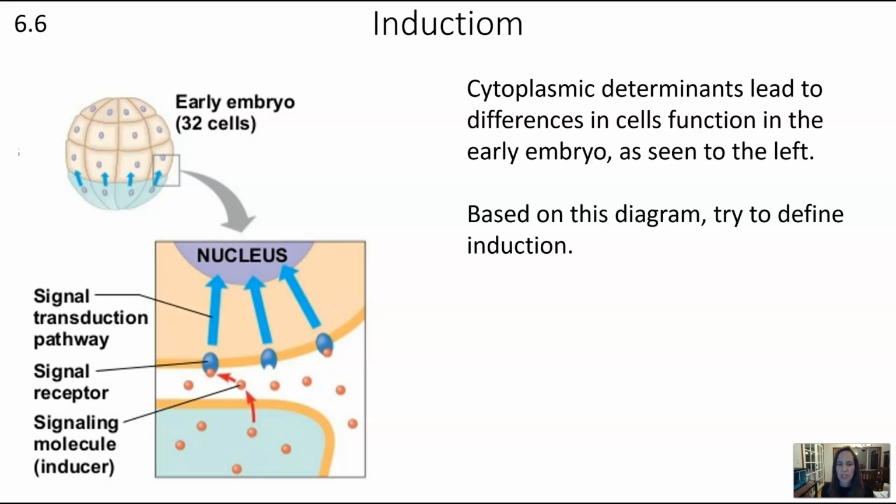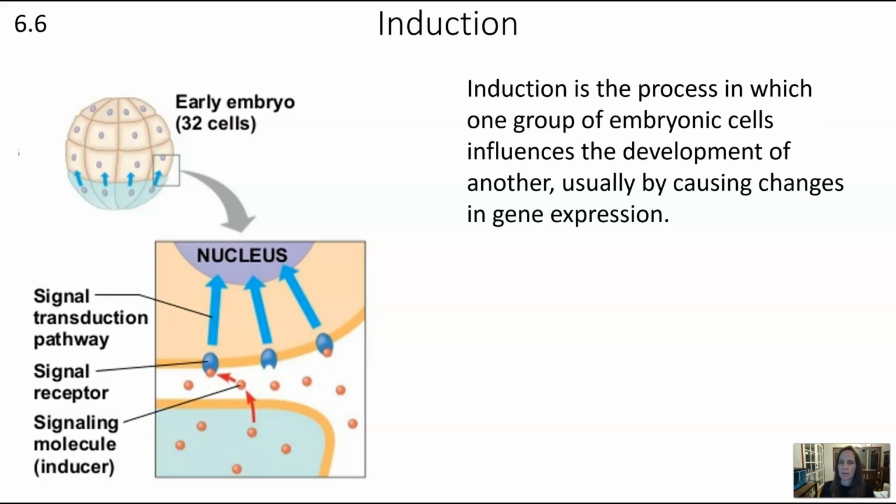What happens then? Take a look at this diagram. What is induction? Induction is a process in which one group of embryonic cells influences the development of others, usually causing changes in gene expression, which means that early differences can set up cascading effects in some of those later cells of the embryo. You can see here that there's a signal molecule coming from one cell and received by the other cell. That might trigger a signal transduction pathway that ends up in differential gene expression in the nucleus of that next cell. So the behavior of a neighbor cell can influence a cell.